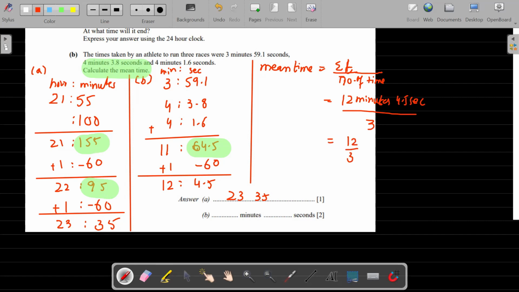12 by 3 minutes and 4.5 by 3 seconds. That will be easier for you. Okay, we can do it like that. 3 fours are 12, so 4 minutes. And 4.5 by 3 is going to be 1.5 seconds. So it's going to be 4 minutes and 1.5 seconds.